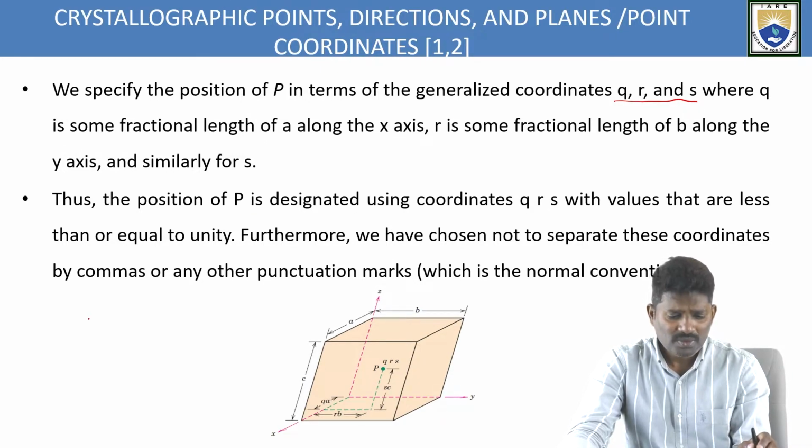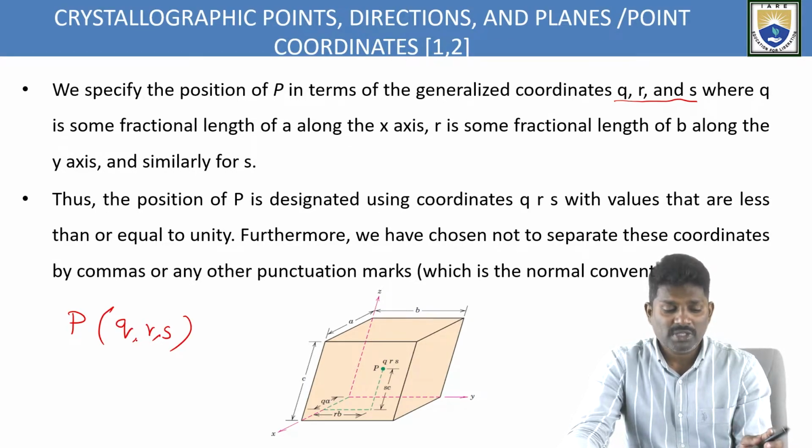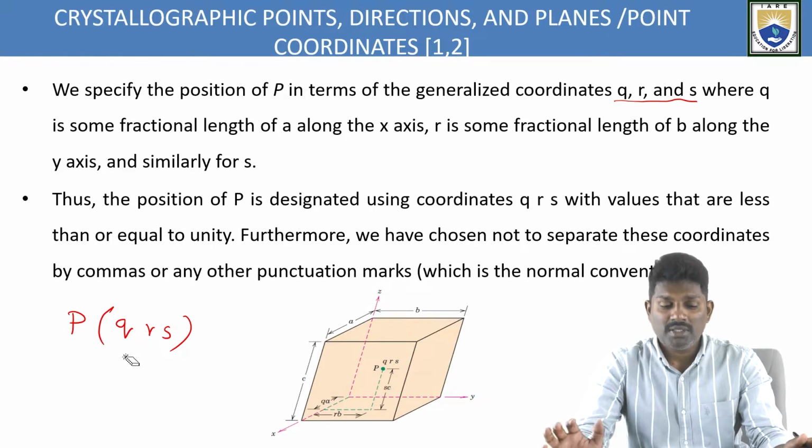Whatever the point is given to us, it has to be designated by using these coordinates q, r, s. But generally what we'll do is put the commas. You should not give the commas in between. So this is the representation of the coordinate points in the crystallographic directions as well as the planes. This you have to remember.